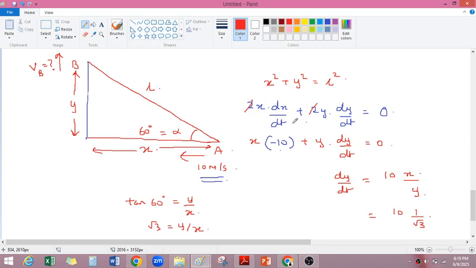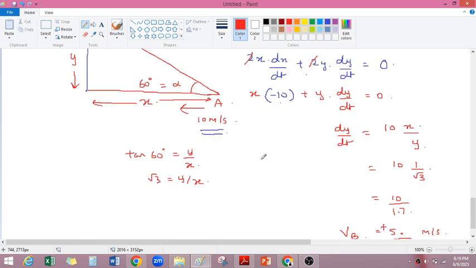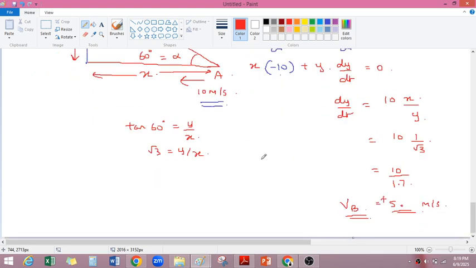Is that correct? Yes, sir. Definitely. Next time when you do this kind of problem, definitely you will remember that. This is moving, they're asking this, which means it is an xy problem. x squared plus y squared is equal to L squared. Correct? Yes, sir. Correct, sir. Okay, very good.